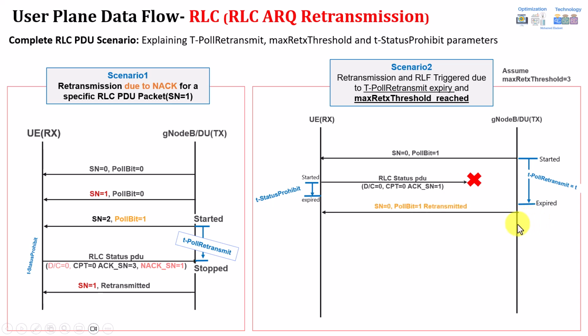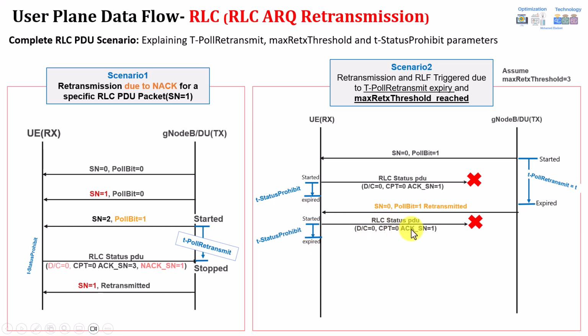So now what will happen? Since the T-poll retransmit expired, directly after that unit B, the transmitter, should send a retransmission for this one because it didn't receive any feedback within this particular time. And the UE cannot send the feedback. It can just send the feedback once this timer expires. So now sequence number 0 is retransmitted again, which is this one, with poll bit 1, asking it.